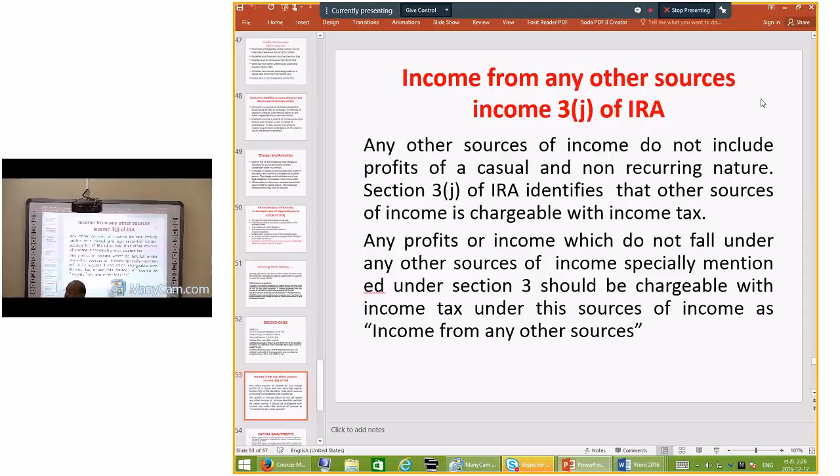There may be some other sources. It is very difficult to put it into one specified source, but we have excluded the casual and non-recurring nature. As I said, if someone finds some purse, that does not become the income of a person.